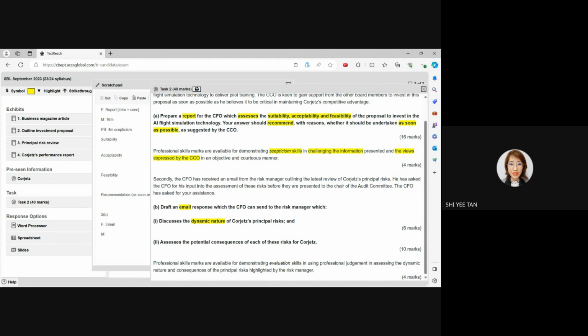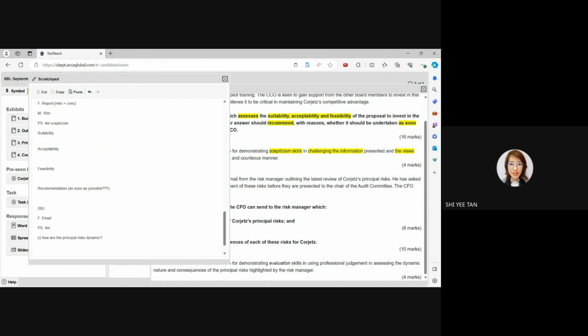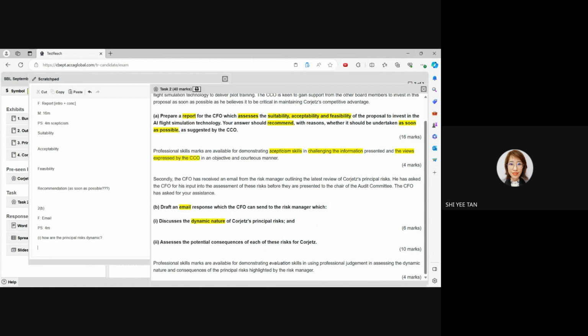Marks: both added together is 16 marks. It doesn't matter, marks are not important in this case. Professional skills marks is 4 marks. So what are you supposed to write? Number 1, how are the principal risks dynamic? Discuss the dynamic nature. So the principal risks that are highlighted in the exhibits, how are they dynamic? How do they keep changing? That's the meaning. This one you have 6 marks, which means you don't write too long, but you have to tell how they keep changing.